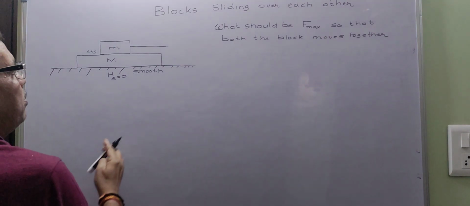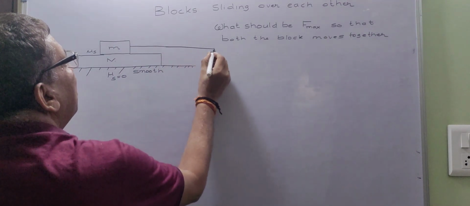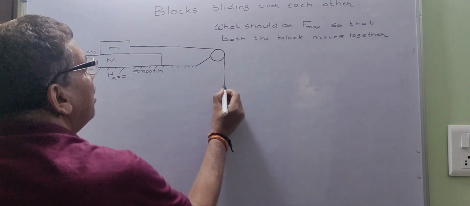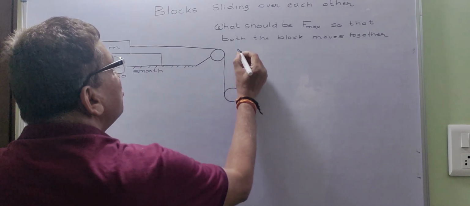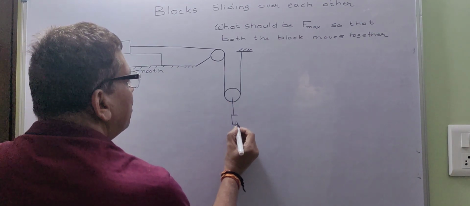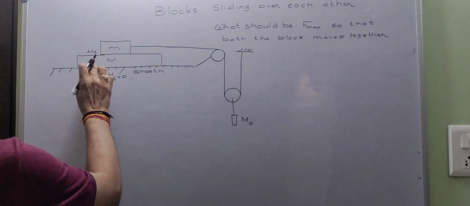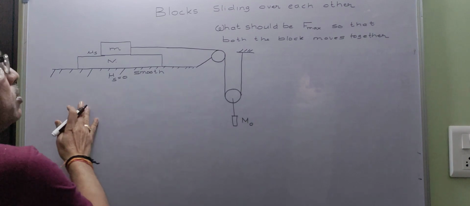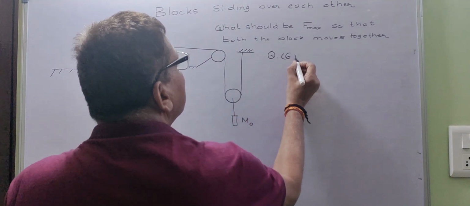Now in this example, question 6, I can say now there is a pulley here, and this is the situation, and there is another block M0 here, M0, right? Now what is the same situation? The coefficient of friction between the upper block and lower block is mu s, and this is smooth. Now what is question number 6? Let us say question 6.